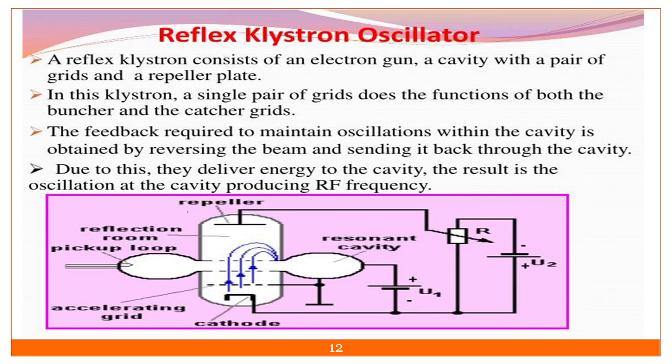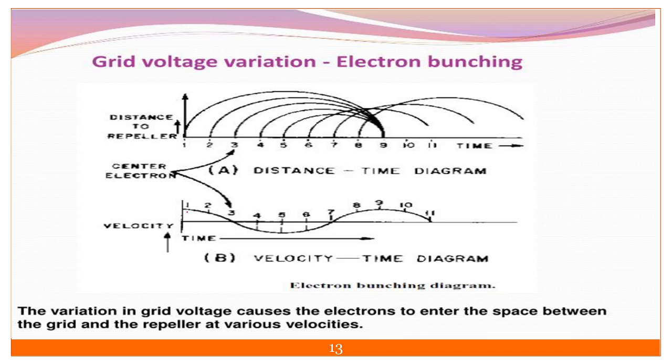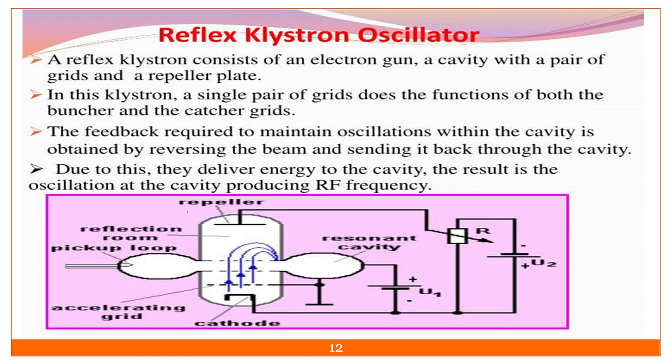So this is nothing but a reflex klystron over there. So what exactly is meant by reflex klystron? That we will see. The reflex klystron is nothing but an oscillator. We know that the difference between an oscillator and an amplifier is that we are not giving any kind of input to the oscillator. The microwave frequency signals are generated from this microwave oscillator.